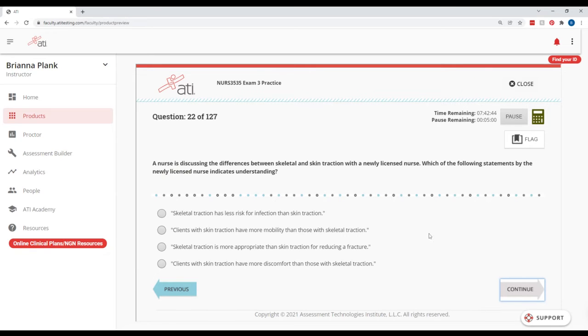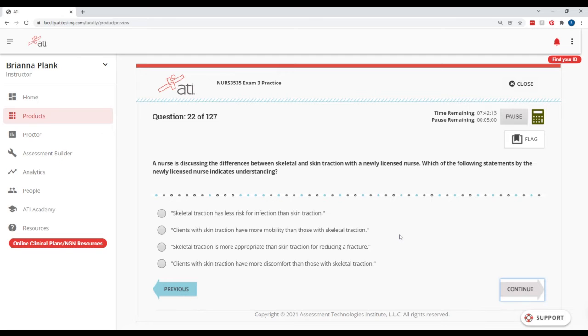Okay, we're talking about the difference between skeletal and skin traction. So again, break these questions down a little bit more. It's a fancy way, like I've told most of you, I write questions and it gets really boring to write the exact point every time. So in this situation, we're teaching. And so the real question is, which of the following statements is true?